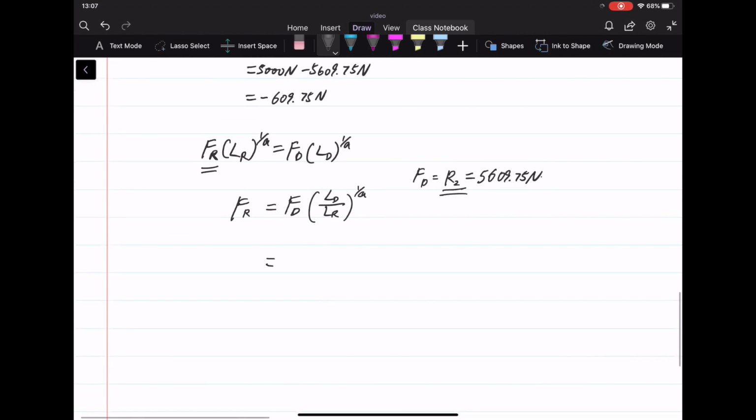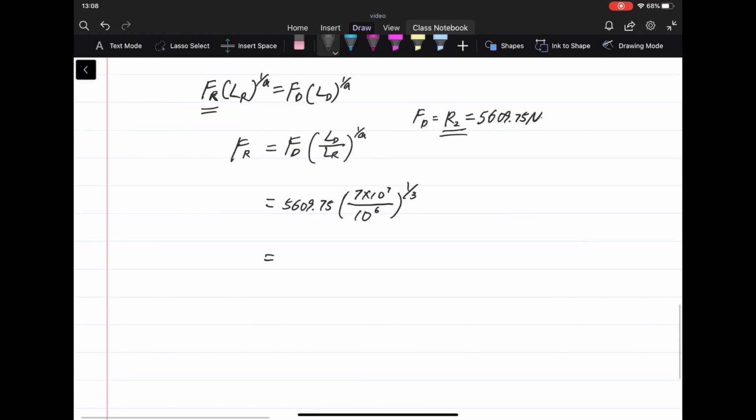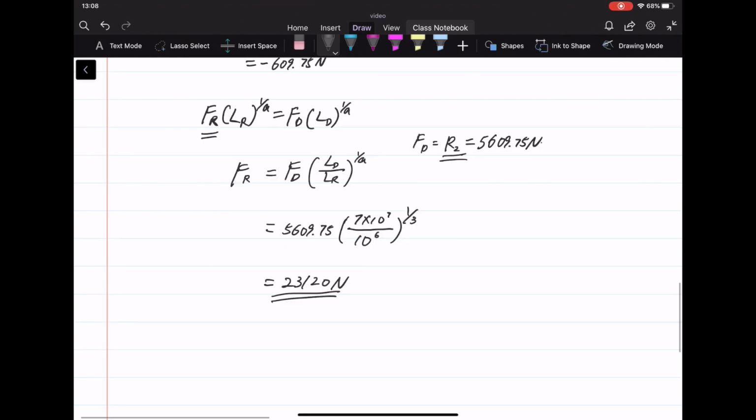So we plug in the numbers: LD, the life of the bearing that we design, which is 7 times 10 to the 7, over LR. LR is the life of rated bearings in the industry. The standard industry number is 10 to the 6, all to the power of 1 over 3, because for the ball bearing we have a equal to 3, and the number we get here is 23,120 Newtons.